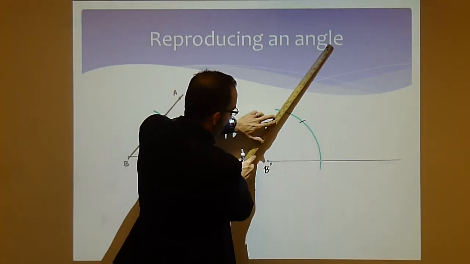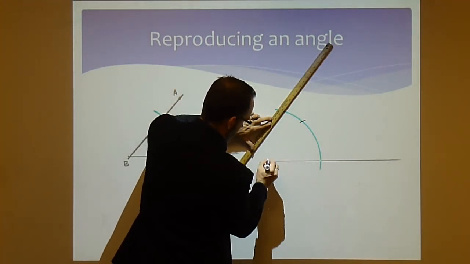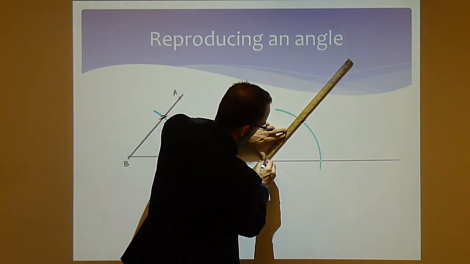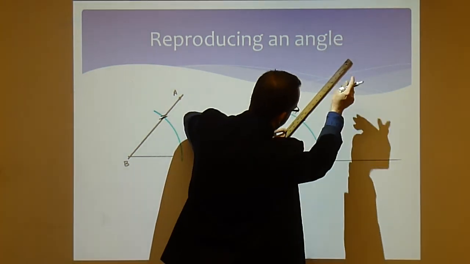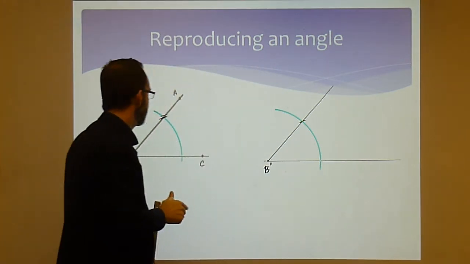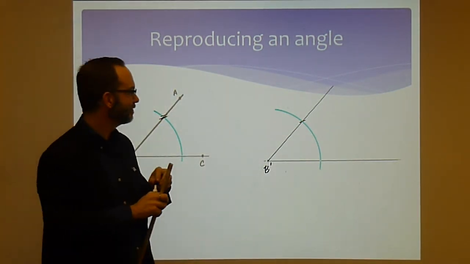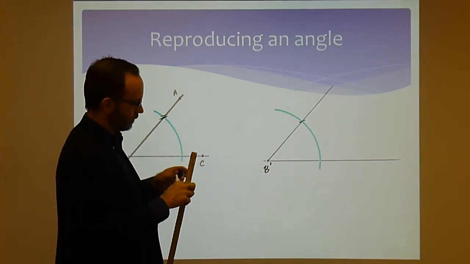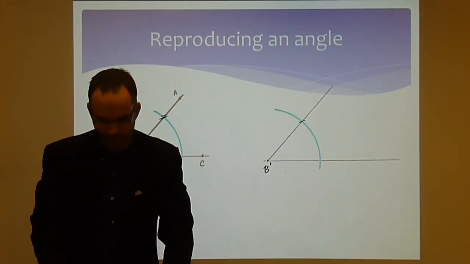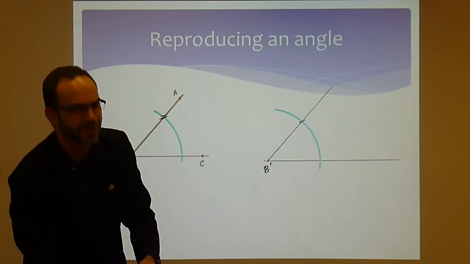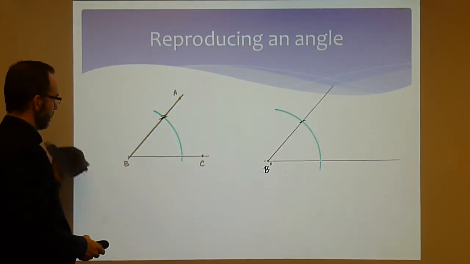This point here. Down, rotate, through. There we go. Look the same? Should be. Reproducing an angle. That's one of the easier ones. Just wait, it gets better. Okay, next.